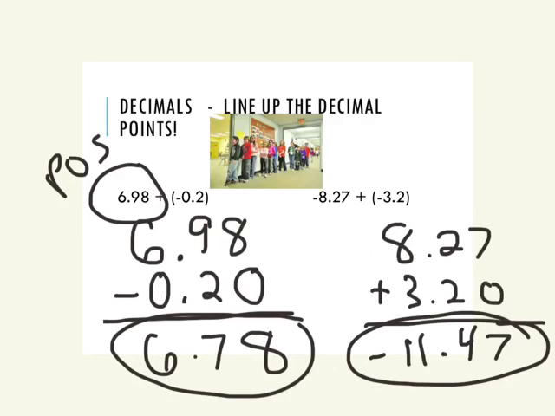Negative 11.47. Whenever you add decimals, line up the decimal points. And then don't forget your rules. Same signs, add and keep. Different signs, subtract, and take the sign of the larger number.